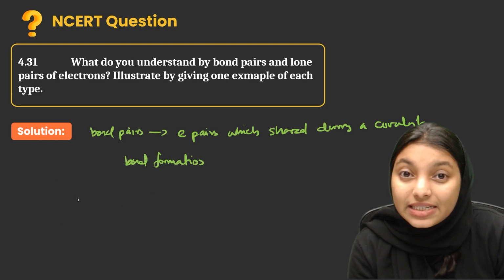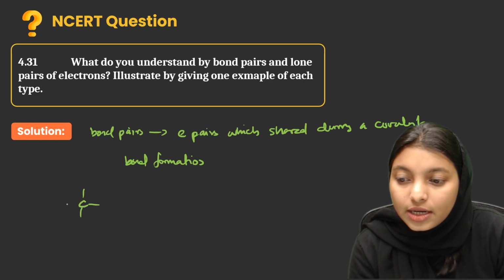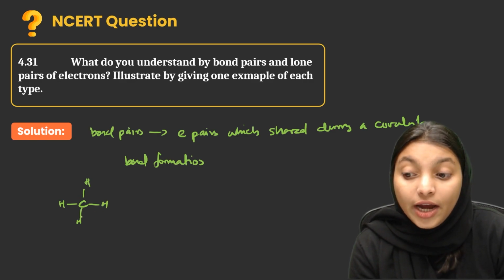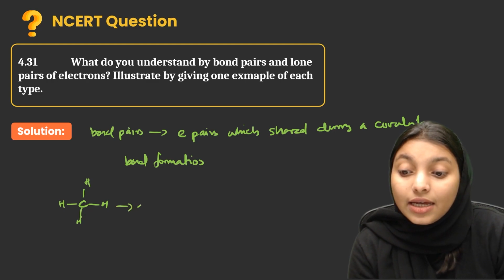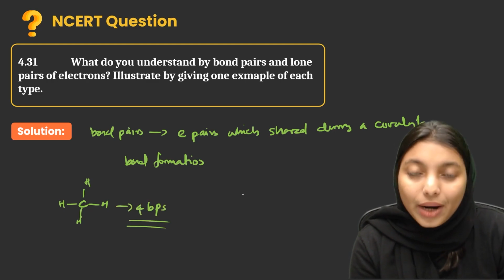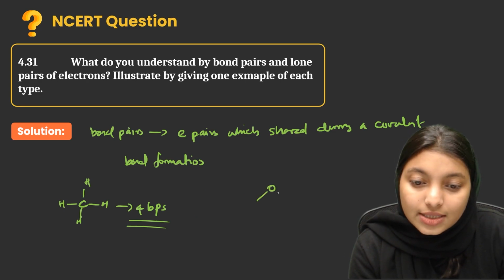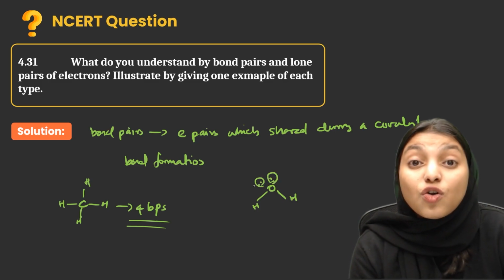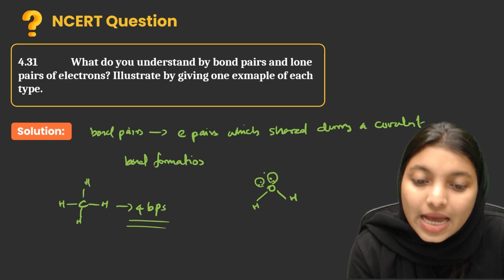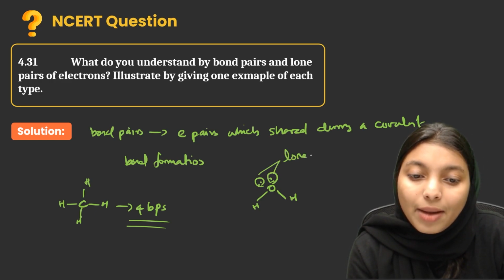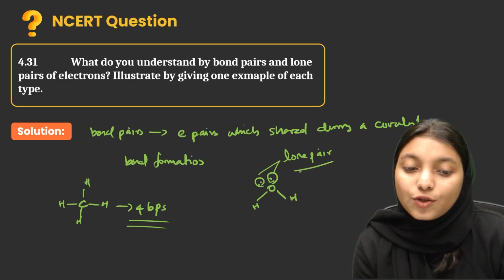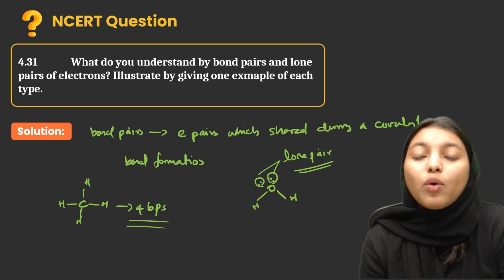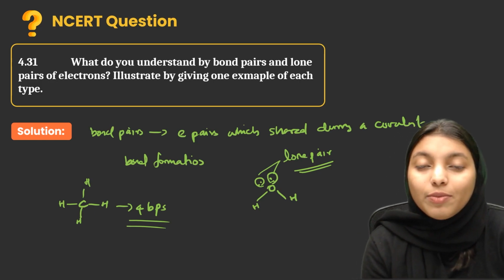For example, I am taking CH4. The CH4 structure is like this: H, H, H, H. One electron of hydrogen and 1 electron of carbon are shared, forming this covalent bond. So we can say here we have 4 bond pairs. But when it comes to water, the structure is like this. We have 2 electron pairs which are not participating in the formation of a bond. These we call the lone pairs of electrons. Lone pairs of electrons are the electron pairs which do not participate in bond formation or are not shared between the atoms.